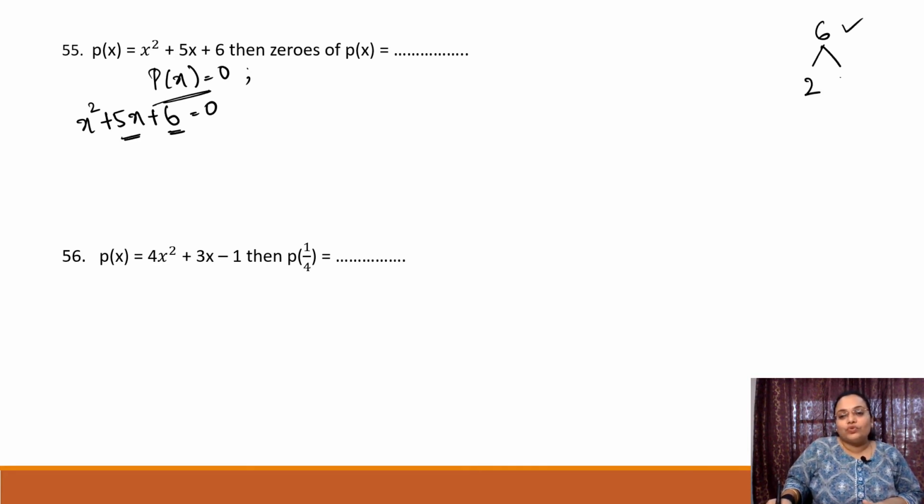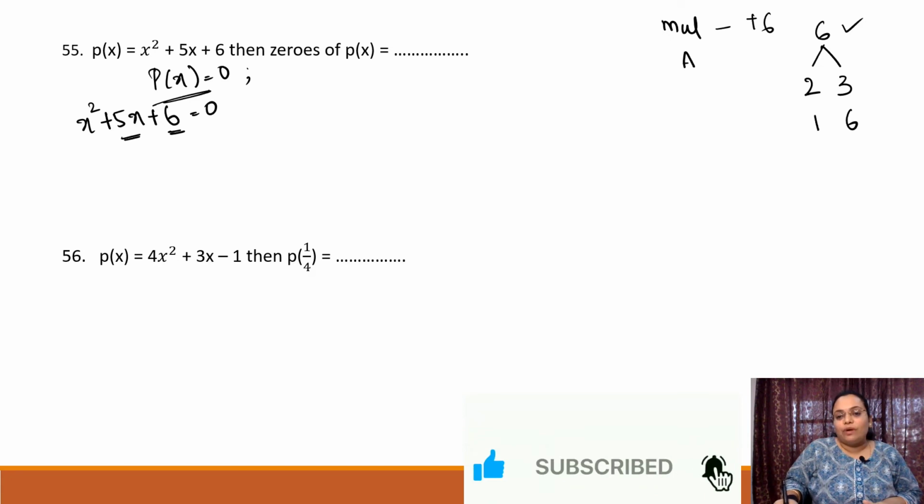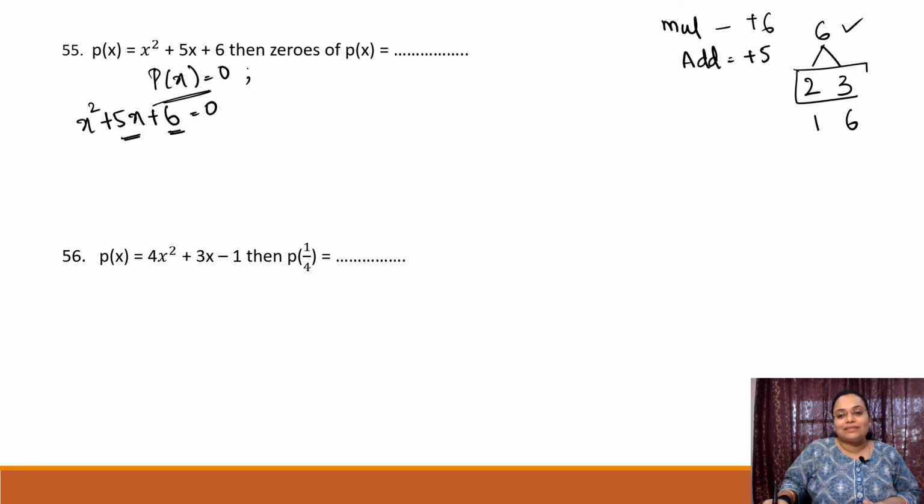That is 2, 3, 2 3s are 6 and 1 and 6. Yes. So now if you multiply these two, you need to get plus 6, and if you add them, you need to get plus 5. Okay, so I will take this combination. Yes, now let us split the middle term.